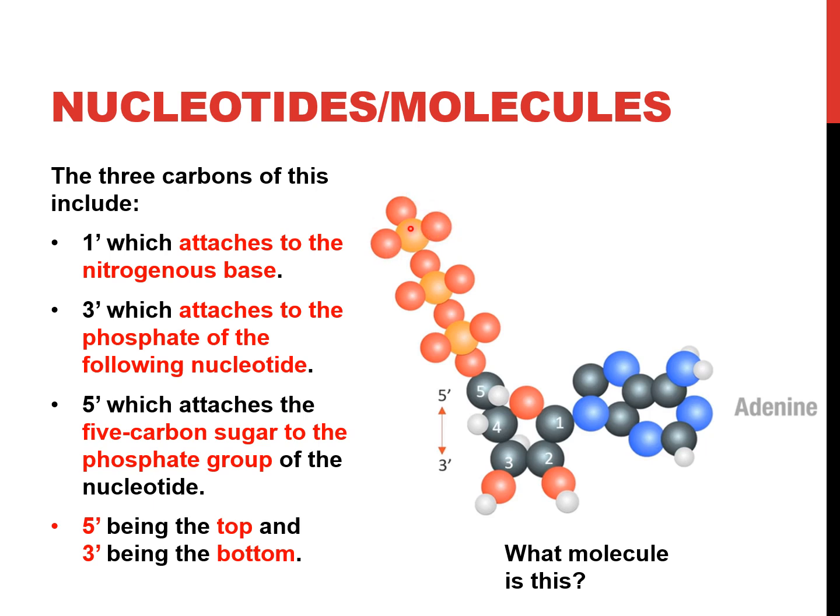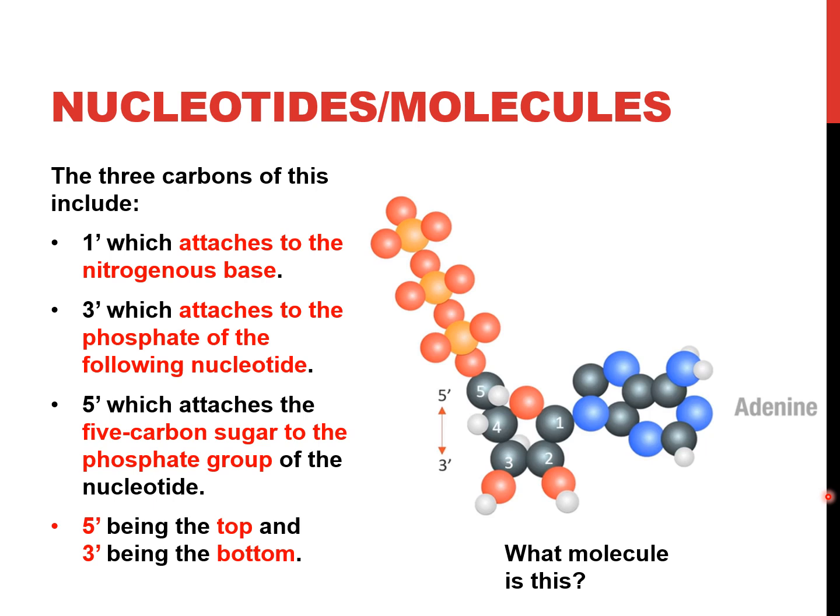So orange molecule, phosphate, with lots of oxygens around it, that's our phosphate group. All right, now that's quite important, especially because we can count these phosphates. So 5 being the top, 3 being the bottom. All right, and if that's flipped upside down, 3 is going to be the top, 5 is going to be the bottom.